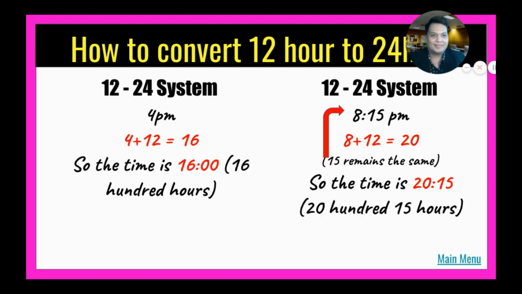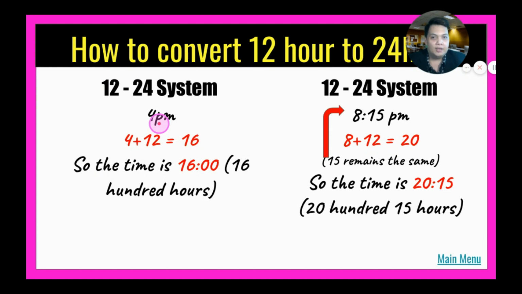If you see this, there's a corresponding number for each hour of the day. Now, we have here a few examples. Let's convert 12-hour to 24-hour clock system. So we have 4 p.m. right over here. How do we convert the 12-hour clock system to the 24-hour clock system? All we need to do is add 12. 4 plus 12 is 16. So the time is 1600 hours. So 1600 hours is also 4 p.m. in the 12-hour clock system.